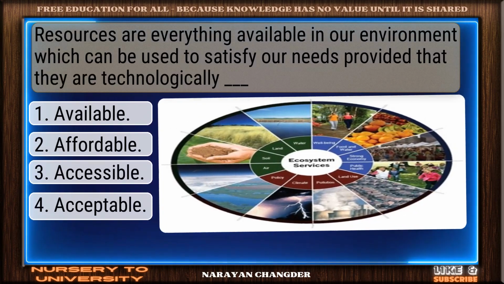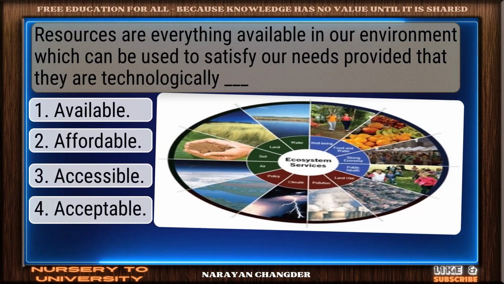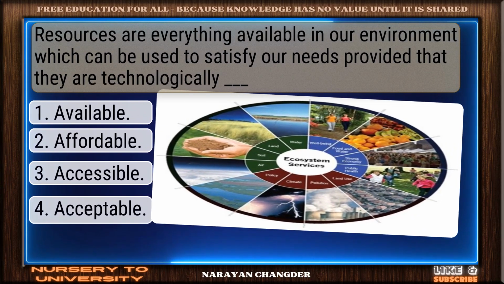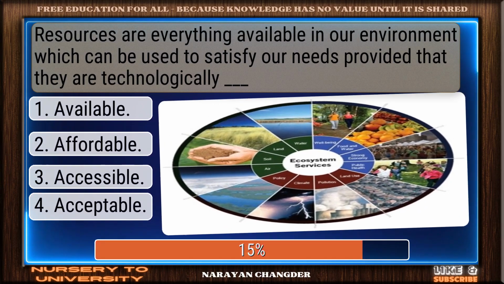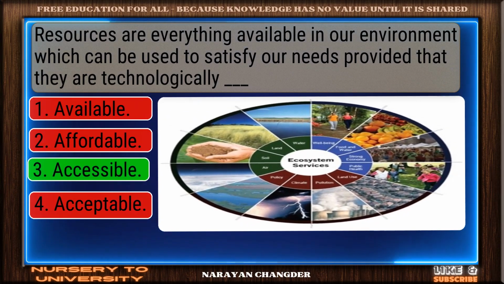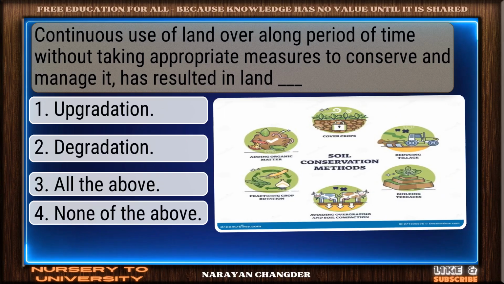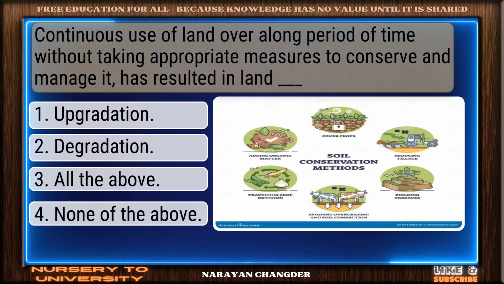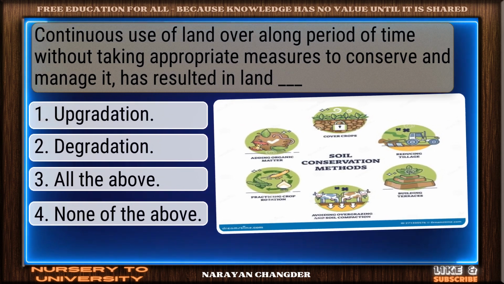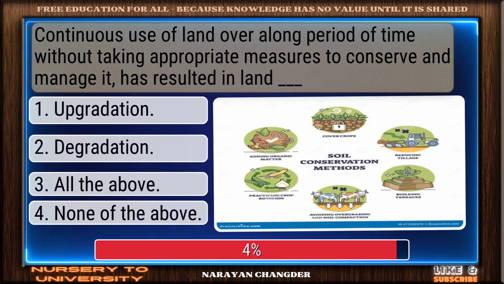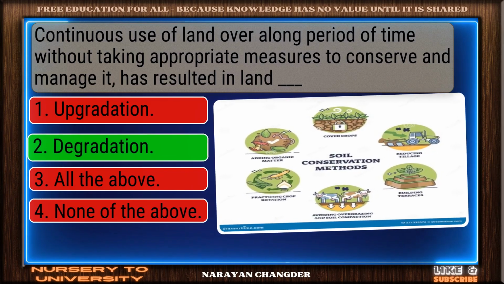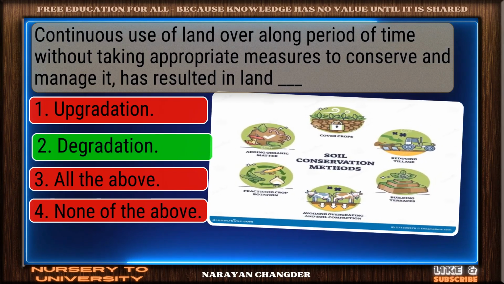Resources are everything available in our environment, which can be used to satisfy our needs, provided that they are technologically dash. Well picked. Accessible is correct. Continuous use of land over a long period of time without taking appropriate measures to conserve and manage it has resulted in land dash. Correct response. Degradation is accurate.